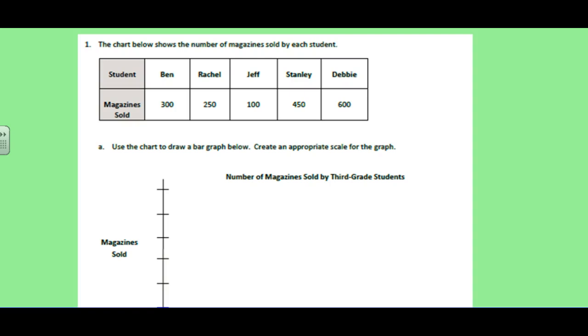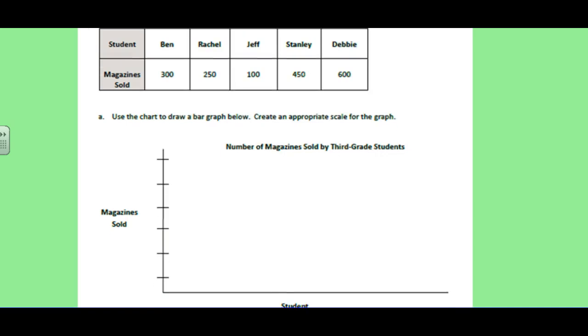Okay, so we've got a chart that shows the number of magazines sold by each student. At the top we've got the students, and over here on the side we've got how many magazines were sold. So we're going to be using what this chart says to draw our own graph, just like what we did in the concept development. And it says that you will have to choose an appropriate scale.